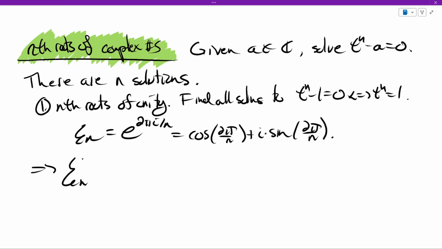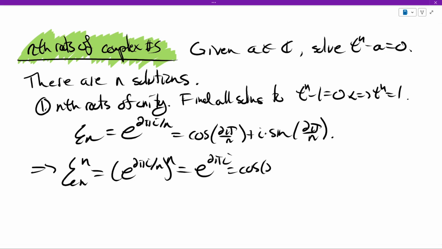Okay? And let's notice something about zeta n. Zeta n to the n is e to the 2 pi i over n to the n, which is e to the 2 pi i, which is cosine 2 pi plus i sine 2 pi. And sine 2 pi is 0, and cosine 2 pi is 1. So zeta sub n to the n is 1, so it's an nth root of 1.